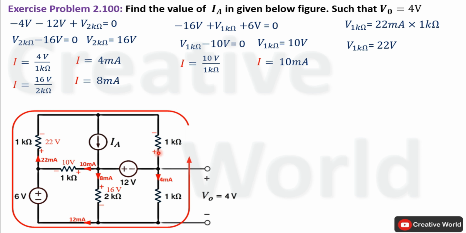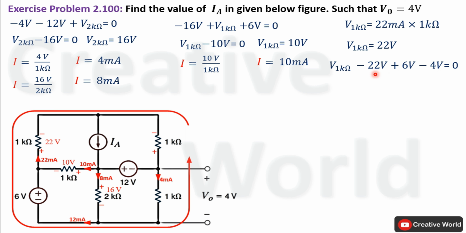Start from here. Current entering terminal is positive, so the voltage across this 1 kilo ohm resistance will be taken with positive sign. Next, current entering terminal is negative, so the voltage across this 1 kilo ohm resistance will be taken with negative sign. Next, current entering terminal is positive, so 6 volt will be taken with positive sign, and at the end current entering terminal is negative, so 4 volt will be taken with negative sign.